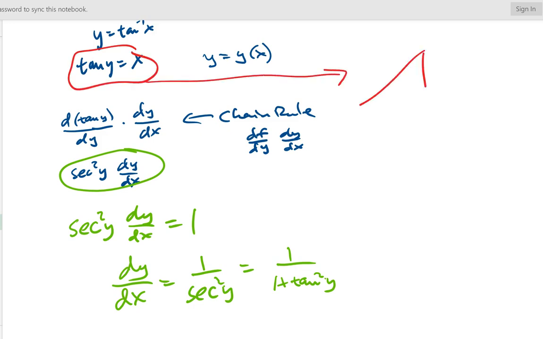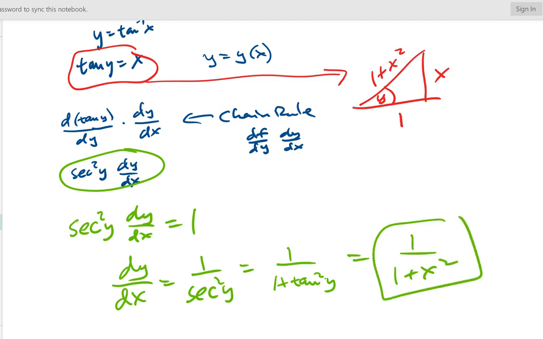So if we make a triangle out of this, we get tangent of y is x. y is an angle, so y is this little angle right here, x over 1. And so now this is 1 plus x squared here. And so we get equals 1 over 1 plus tangent squared of y. Oh, I didn't need to do all that. But tangent of y is x, so it's 1 plus x squared, and done. And there you have it.